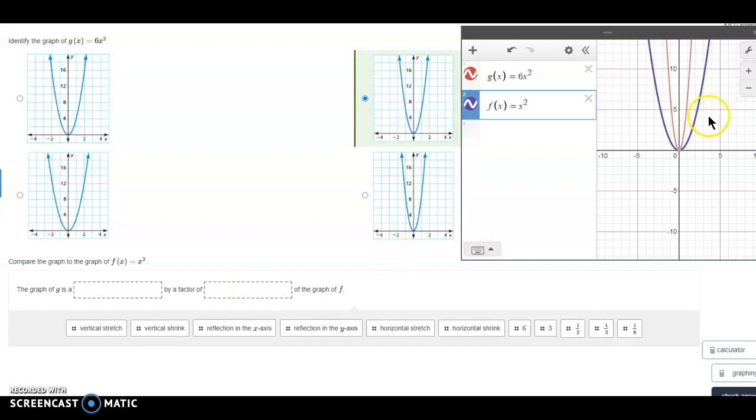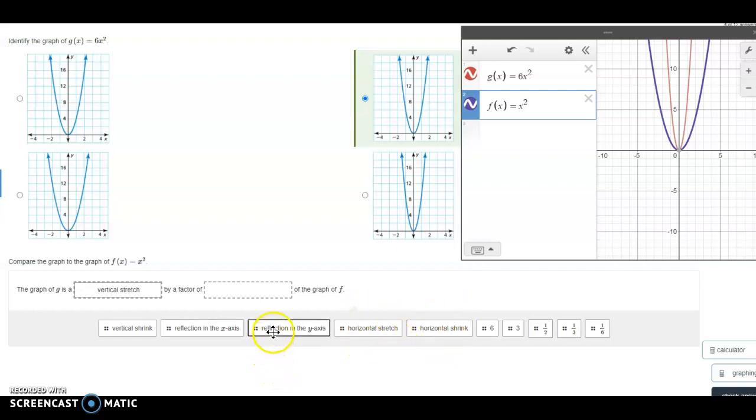Okay, so we're talking about the reddish color here. It's been moved more narrowly, so it's been stretched. So this is a vertical stretch. I'm never going to talk to you about a horizontal stretch or shrink. So in this math class and also Algebra 2, we don't do the horizontal stretch and shrink.